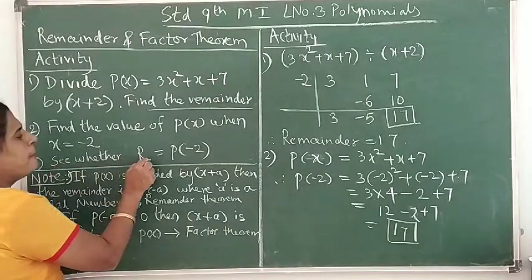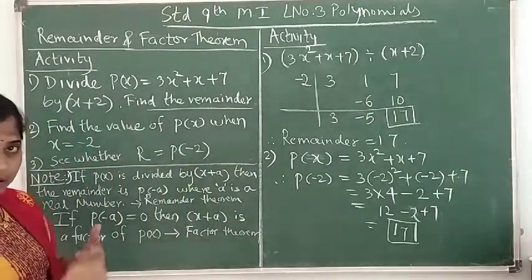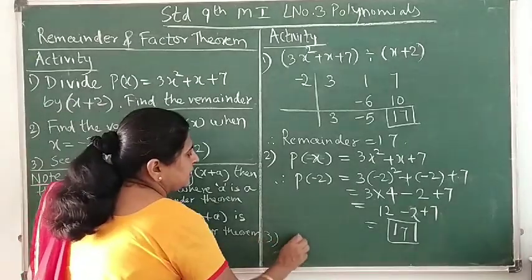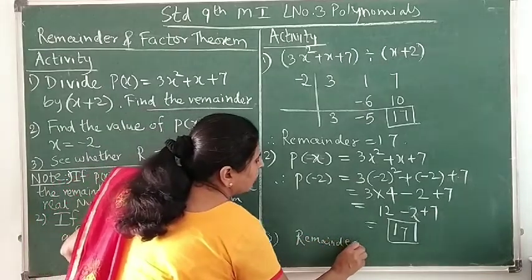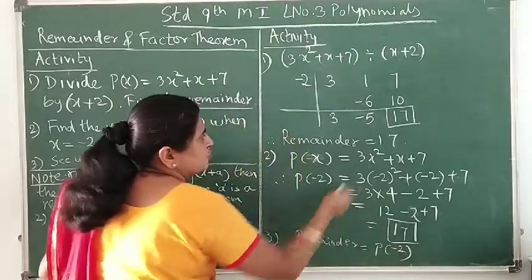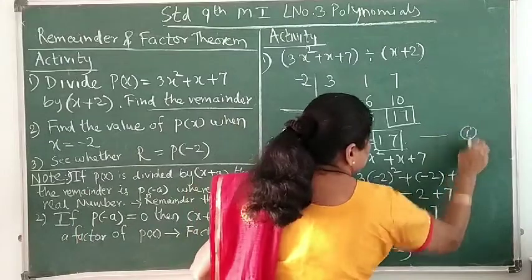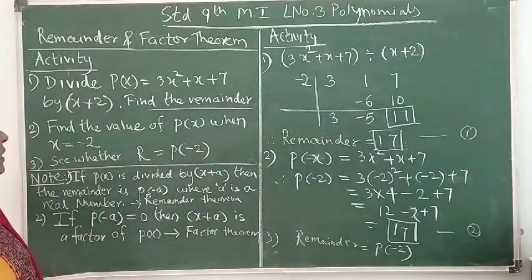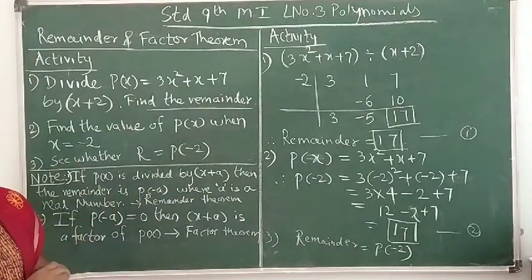See whether the remainder is equal to the value of the polynomial p when the value of x is minus 2. So the third thing: the remainder is equal to the value of the polynomial when the value of x is minus 2. You can see that this is 17 and this is also 70. You can say from 1 and 2 that these two are equal. It is verified. We have seen if it is equal. Yes, it is equal.